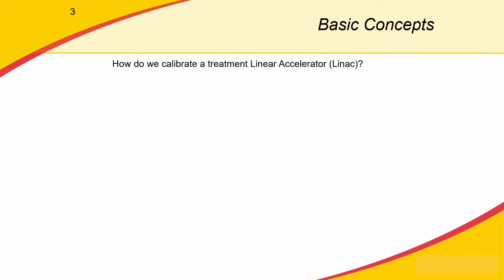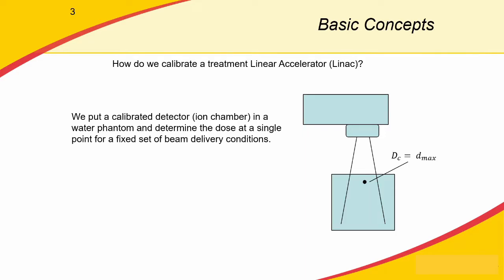So, let's start with how we would calibrate a treatment linear accelerator. For our cute little LINAC here, what we would do is take a calibrated detector, like an ion chamber, and stick it in a water phantom at a fixed position and measure the dose delivered to the ion chamber for a fixed set of beam delivery conditions.